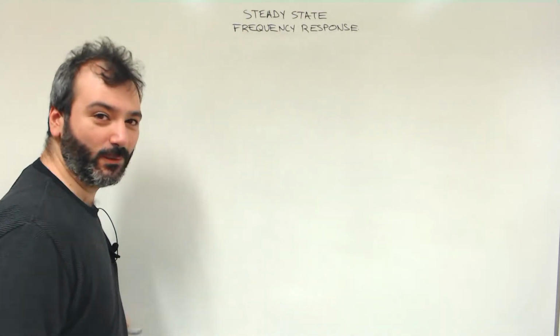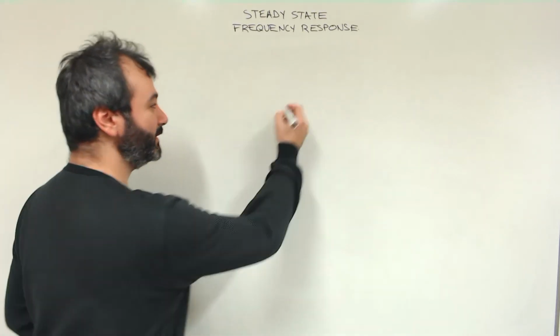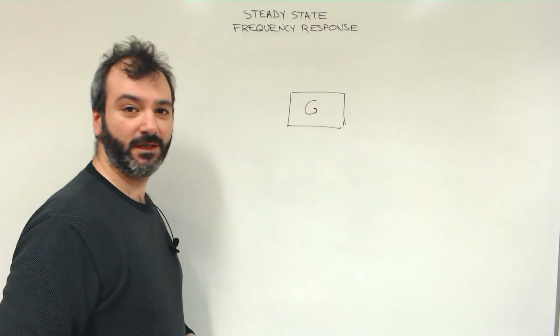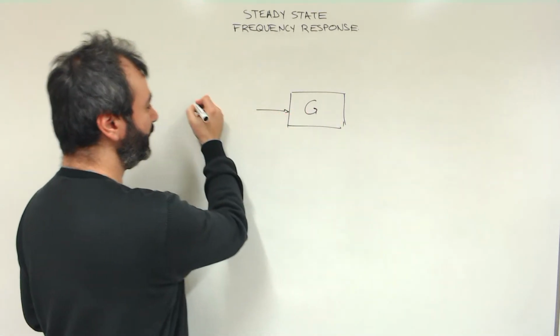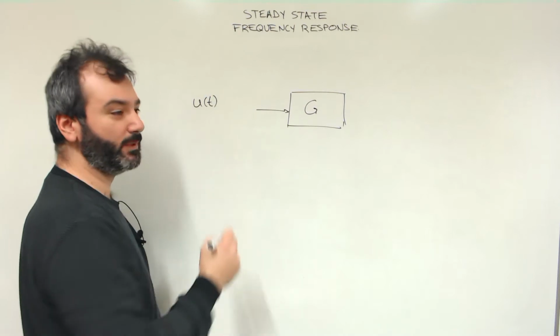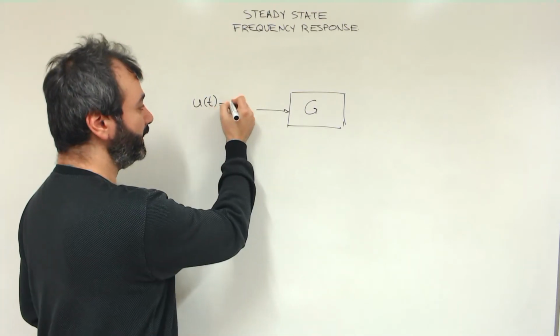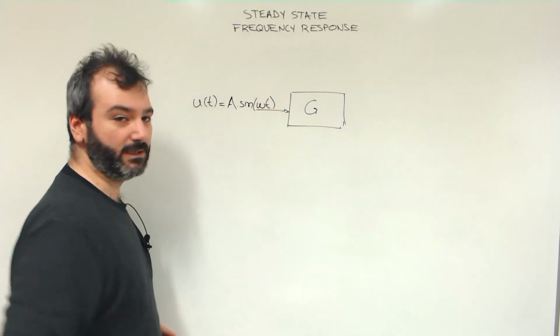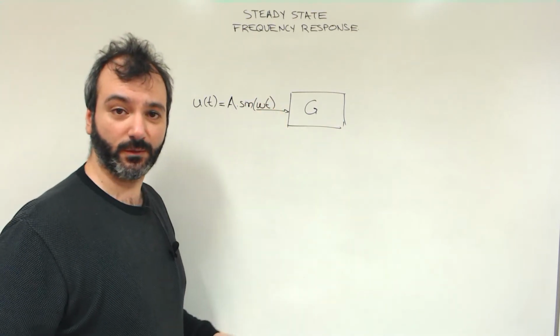Hi and welcome back. In this video we ask what happens to the output of a dynamical system with a transfer function g if we apply to the input a sinusoidal signal. So what happens if u of t is a times sine of omega times t? Of course you know how to answer that.